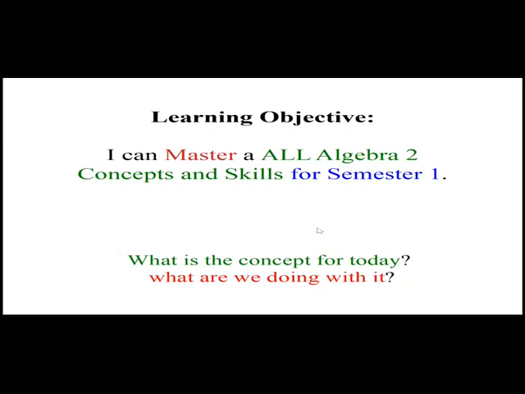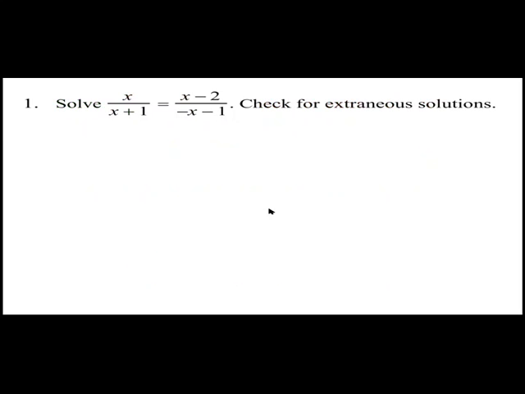All right, so we reached this point. So let's see how we did with all the review of our processes and skills so far. So here goes problem number 1. Let's get started right away. Number 1, it says solve x over x plus 1 equals x minus 2 over negative x minus 1. Then it says check for extraneous solutions.